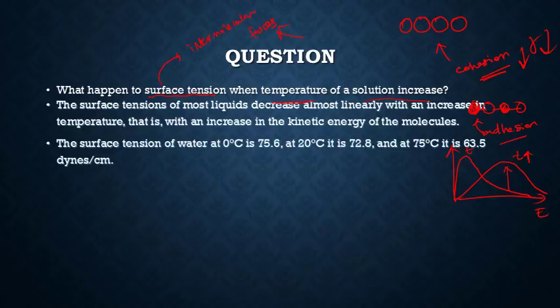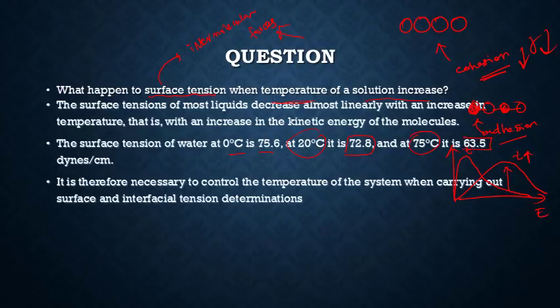So here are some examples of the surface tension of water. At 0 degrees, it is 75.6, at 20 degrees it is slightly lower, and at higher temperature it has a surface tension of 63.5. Therefore, it is necessary to control the temperature of the system when carrying out surface and interfacial tension determination.